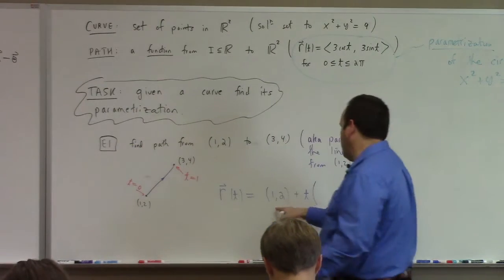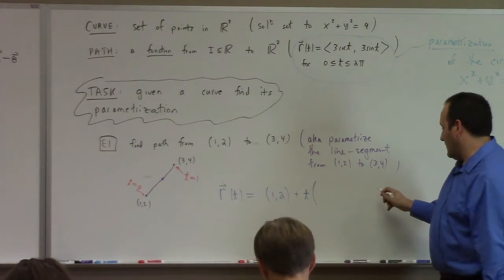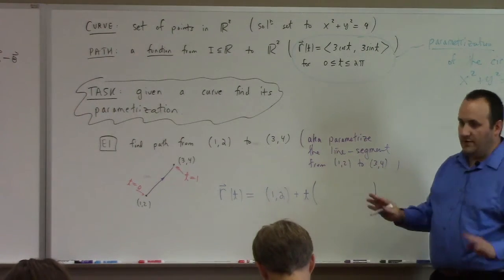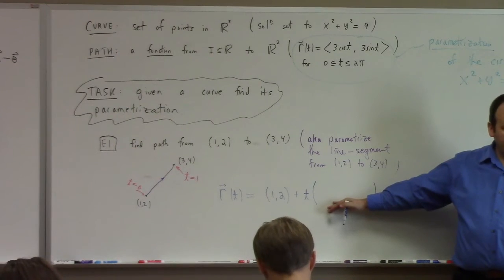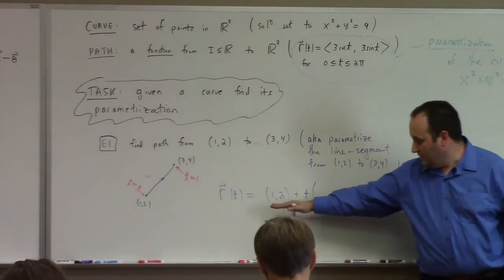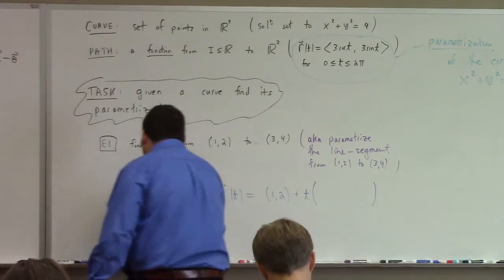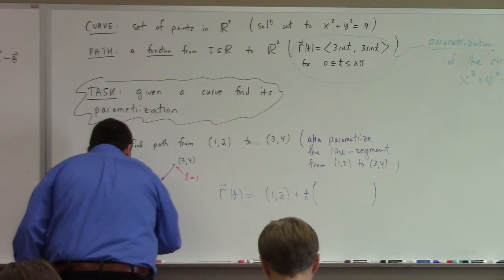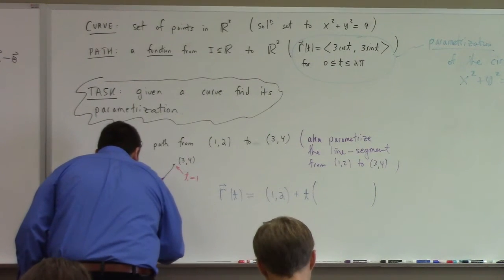All right, we're going to put 1, 2 here. So if you think about it, when I put t equals 0 in here, it doesn't matter what I put in these parentheses. t equals 0 gives you what? 1, 2, which is what I want. I want r of time 0 to be 1, 2, and I want r of time 1 to be 3, 4.